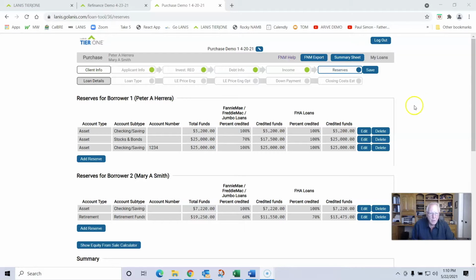Okay, we're almost done with the top row. We're going to talk about reserves. A couple of things I want to point out, and we'll get into the edit function, or entry, if you will, for adding reserves in just a second. But right off the top, I wanted to point this out.